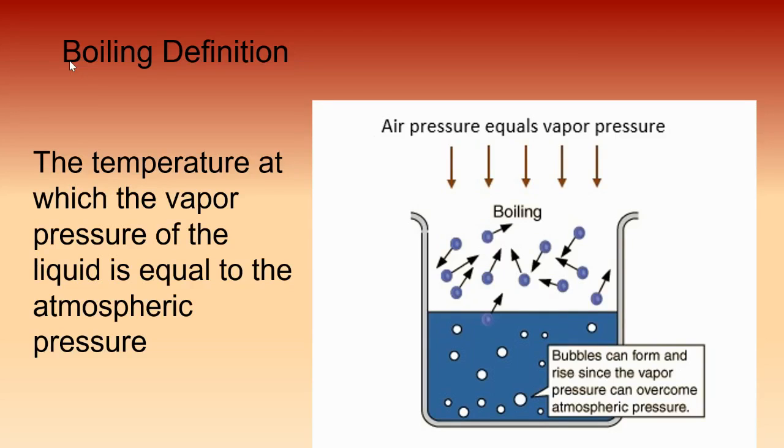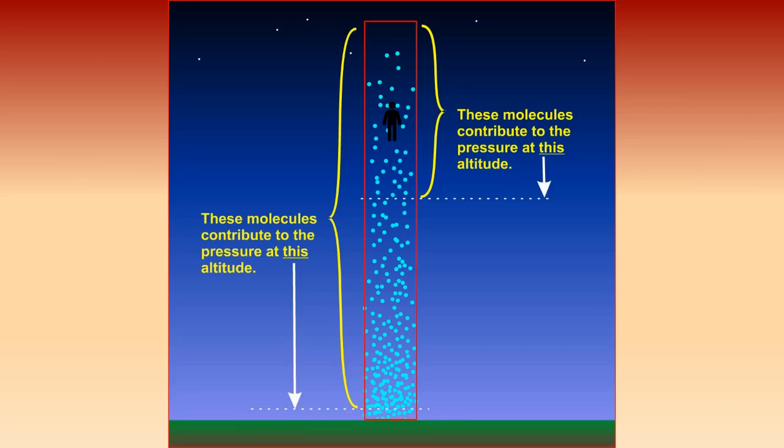So boiling is what happens when there's enough heat energy provided to the liquid that the particles can create enough vapor pressure to counteract what air pressure is pushing down on it and allow gas molecules to escape as a gas. And that's when bubbles start forming. That's the difference between boiling and evaporation.